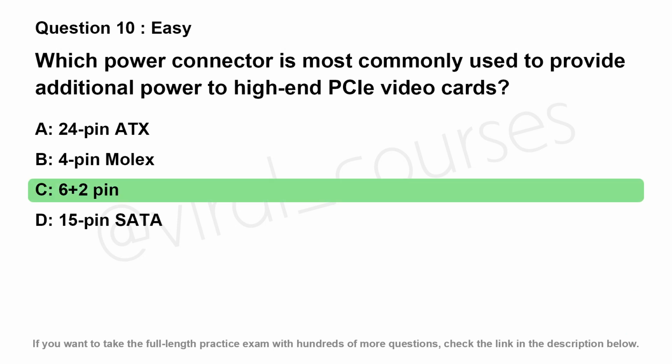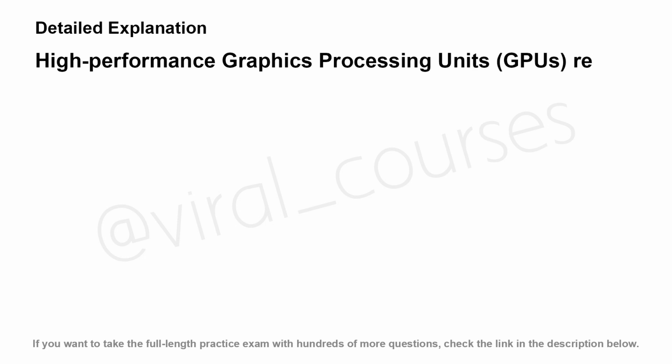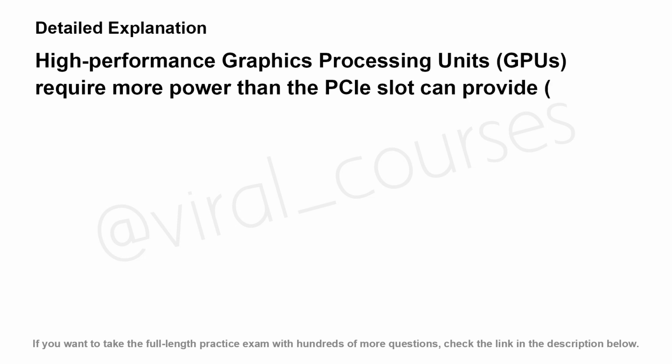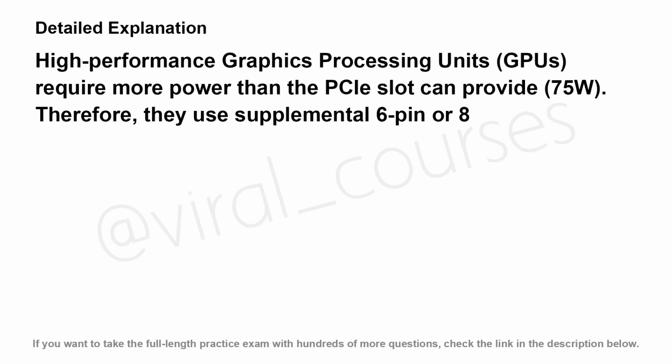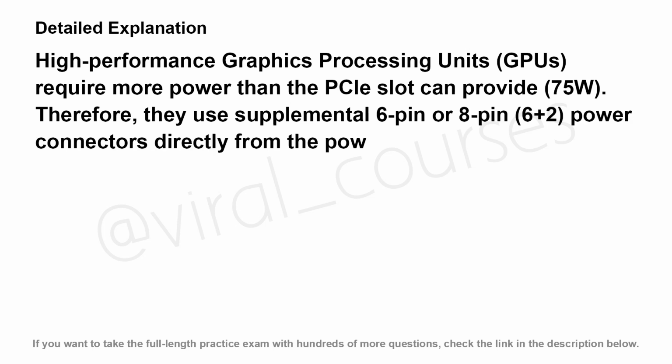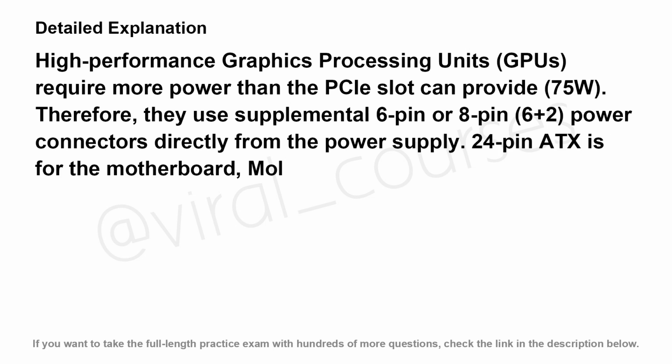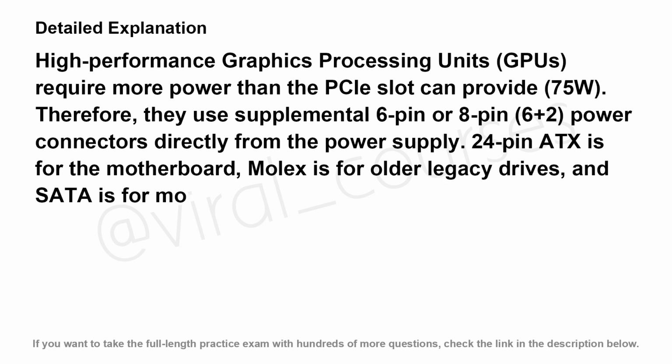The correct answer is C. High-performance graphics processing units, GPUs, require more power than the PCIe slot can provide, 75W. Therefore, they use supplemental 6-pin or 8-pin, 6 plus 2, power connectors directly from the power supply. 24-pin ATX is for the motherboard, Molex is for older legacy drives, and SATA is for modern storage drives.